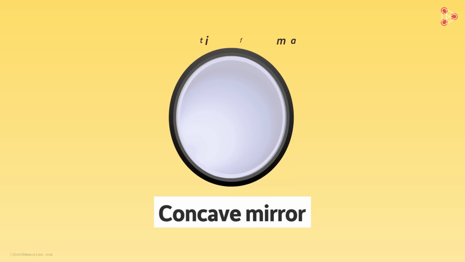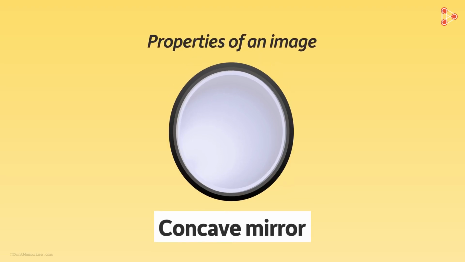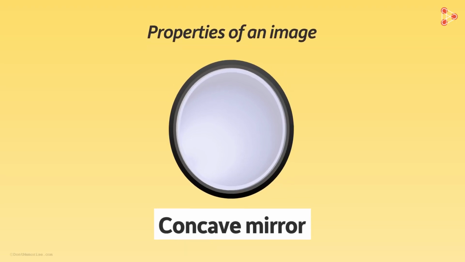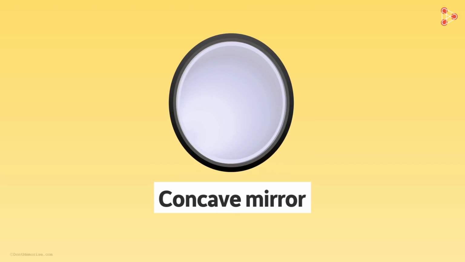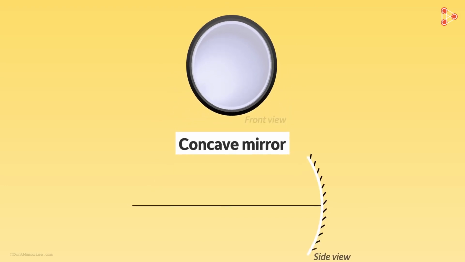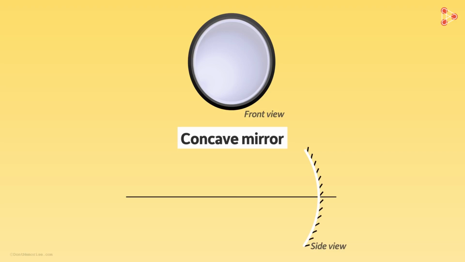So let's try and find out the properties of an image formed by a concave mirror. I will show you two views of the mirror, the front view and the side view. The side view is just to show the different positions where the object is kept, as it's difficult to do that in the front view. Okay, so let P be its pole, C its center of curvature, this line is the principal axis, and F is the principal focus, also called focal point.